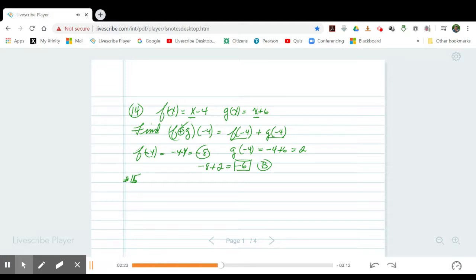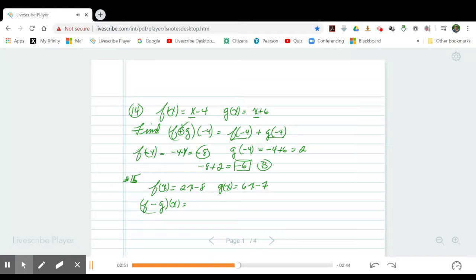Number 15, f of x defined as 2x minus 8, and g of x defined as 6x minus 7. And what he's asking me here is to take f minus g of x. What this translates to is f of x minus g of x, just the way it's written. The f function is first, the second function is g, and you're asked to subtract these two.